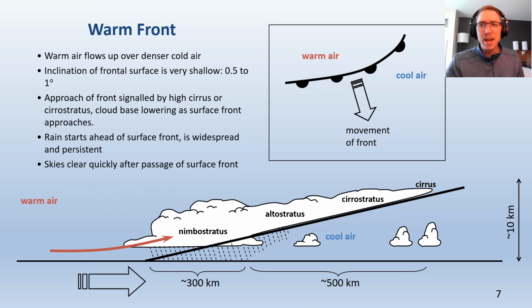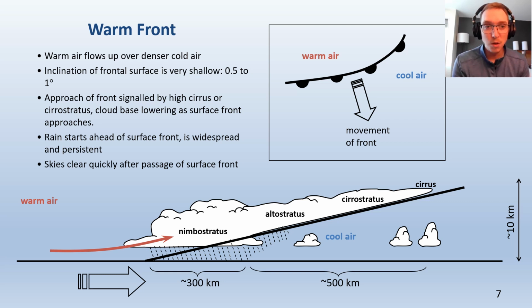So let's dissect a warm front here a little bit more. Basically what happens is you've got warm air that's flowing up and over a denser air mass. Now, compared to a cold front, the inclination of the frontal surface is very shallow. So 0.5 or 1/2 to 1 degree. So we're talking about the angle of that oncoming slope.